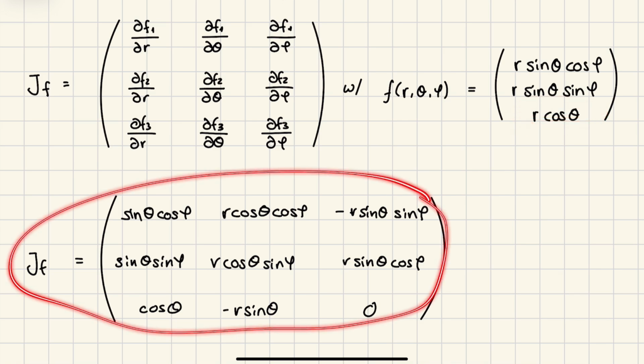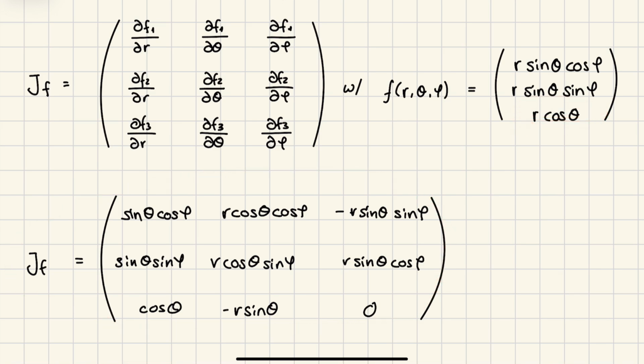So this is our Jacobian in spherical coordinates, and in the next video we're going to take a look at how we're actually going to use this to transform a volume integral from Cartesian coordinates to spherical coordinates.